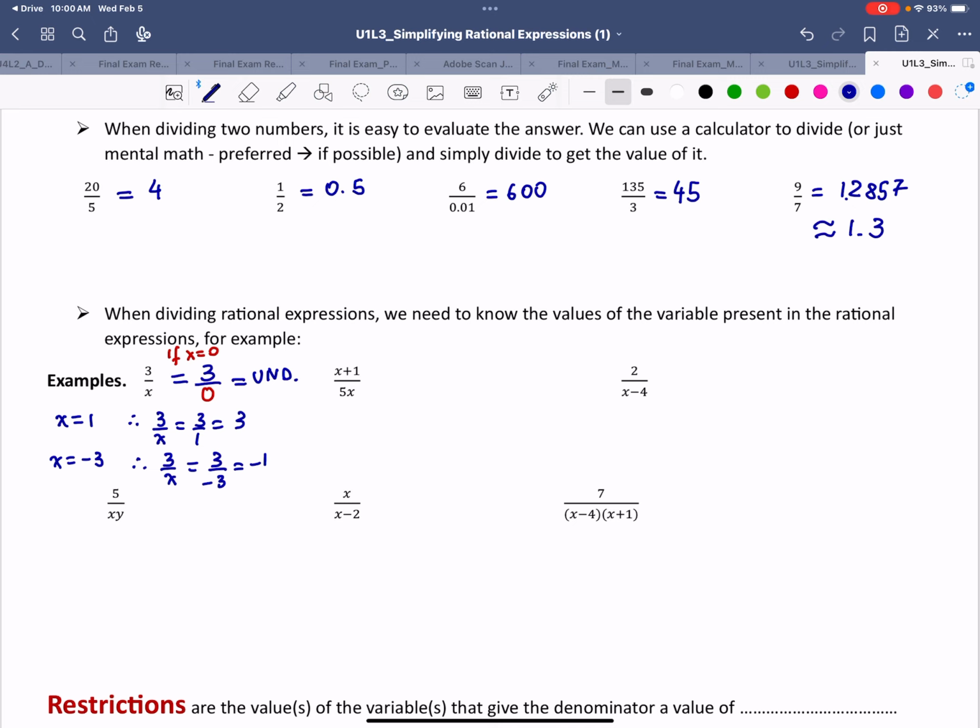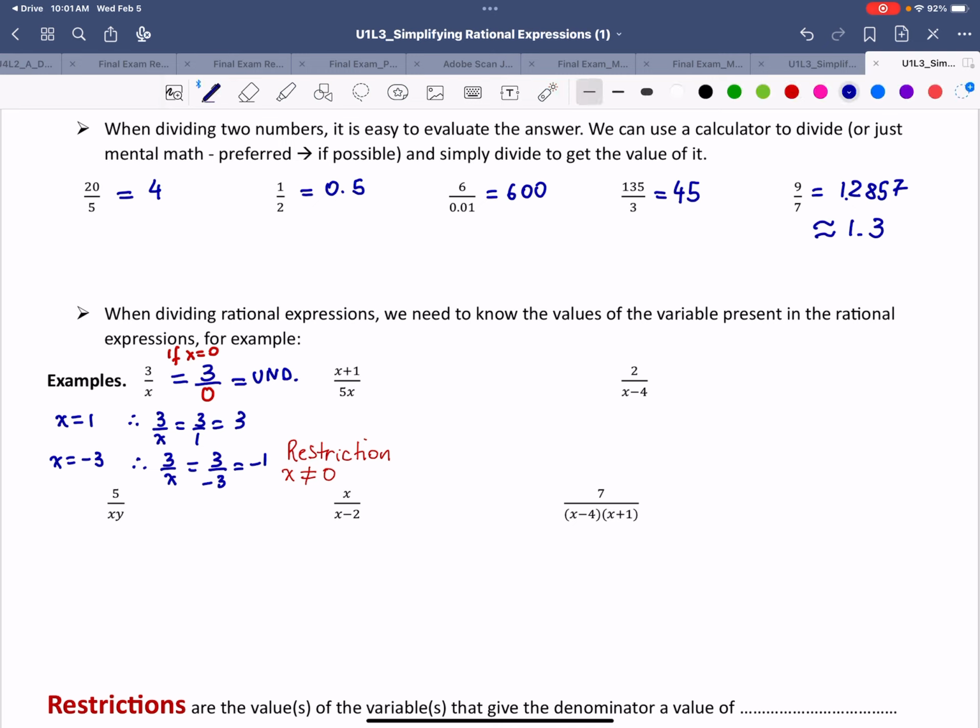In this case, we are going to call the value x equals 0 a restricted value for x in this particular rational expression. So we will have to lay out a restriction and state that the restriction is that x cannot equal 0. And "cannot equal" is this little symbol with the equal sign and a slash line. Now let's move on to the next question.